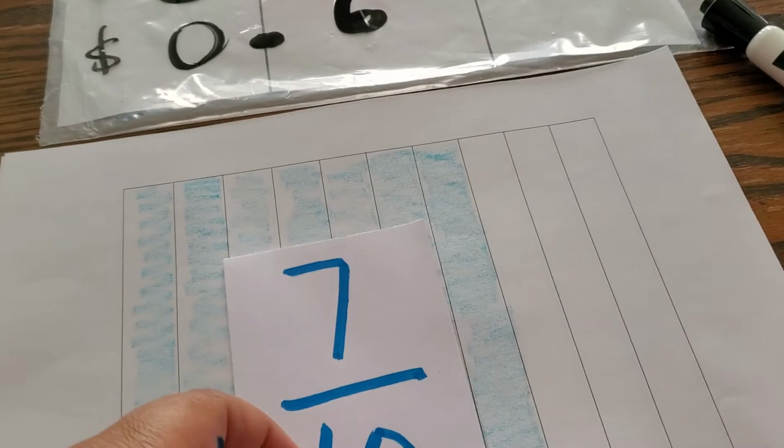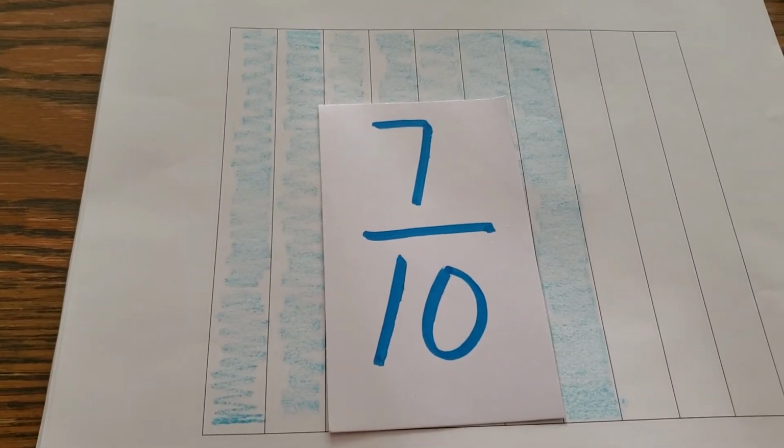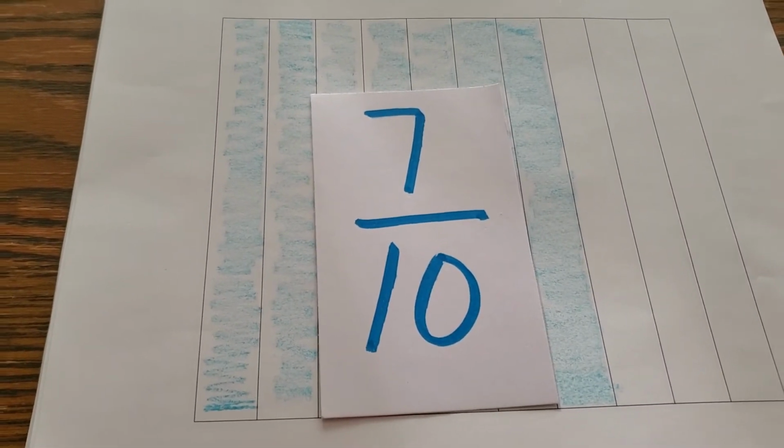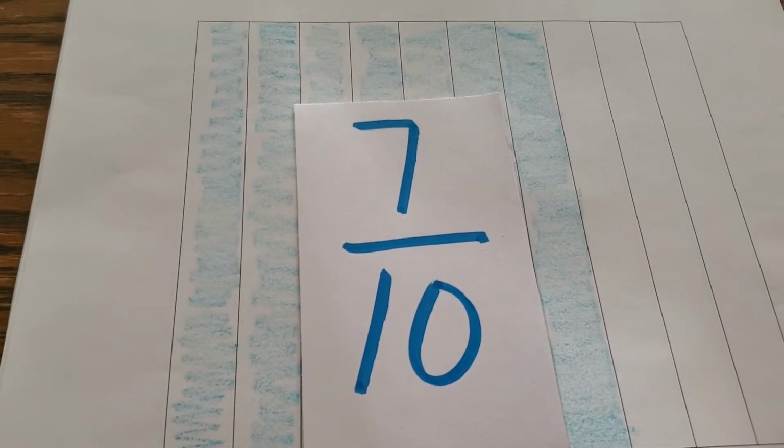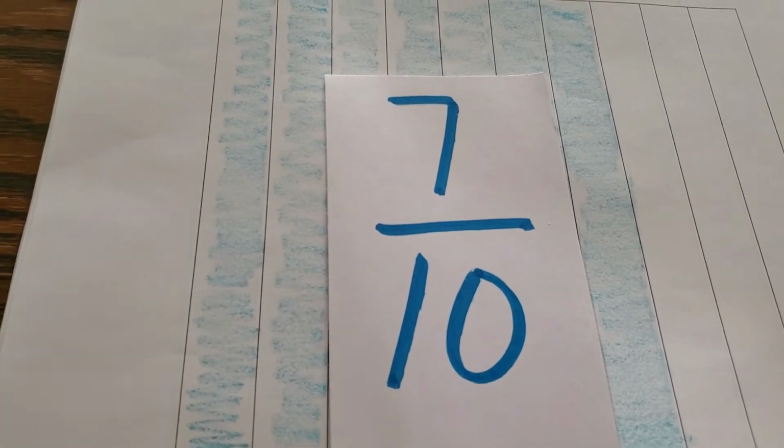So I'm going to write that as a fraction. That would be 7 tenths, right? Hold on.